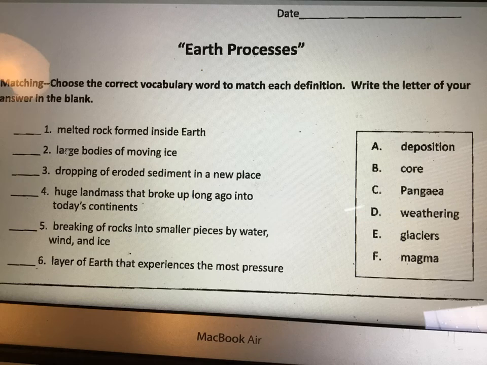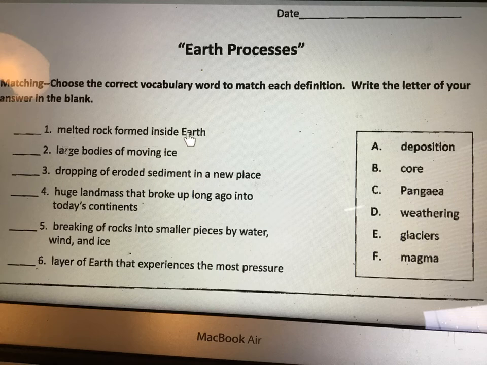Number 1, melted rock formed inside the earth. I should read your answer choices first too. You have deposition, core, Pangea, weathering, glaciers, magma.